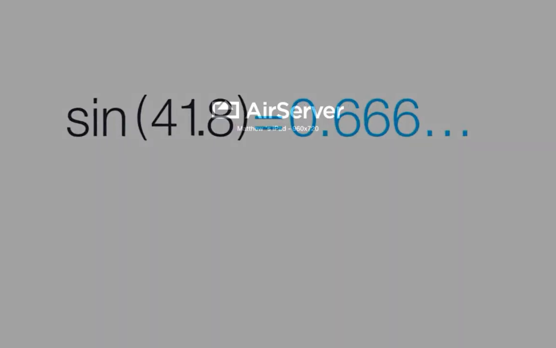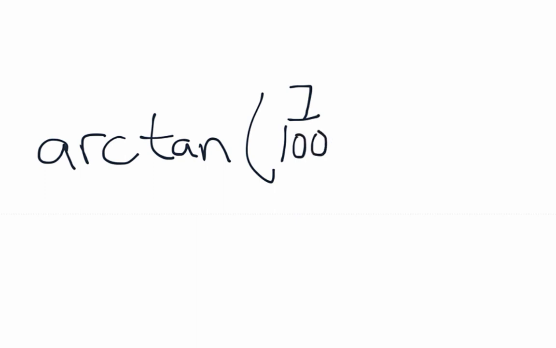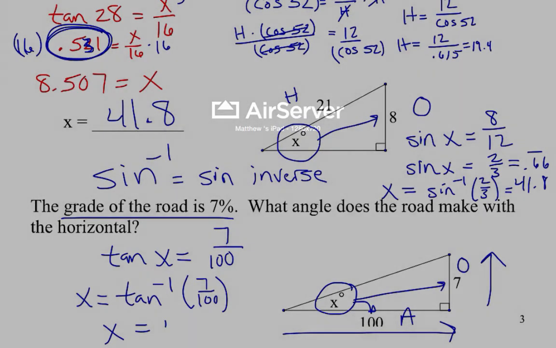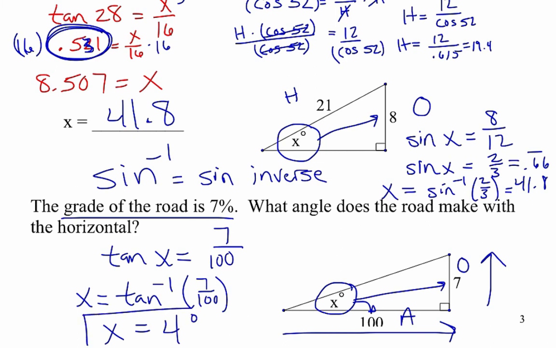So going back to my calculator, I'm asking for the arctangent of 7 over 100. Remember, arctangent, same thing as tangent inverse, depends on your calculator. And it's telling me that that's 4.004, which means in our picture, x is a 4-degree angle. So that's how we use the ratios to set up an equation, and then we solve the equation and use the ratios that have been programmed into the calculator to finish solving.